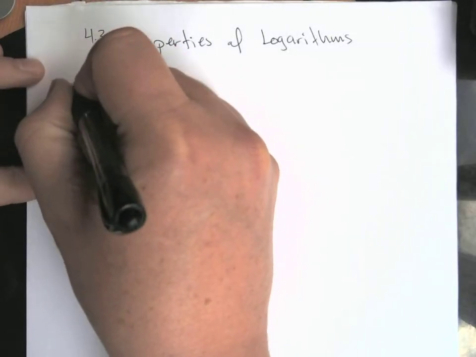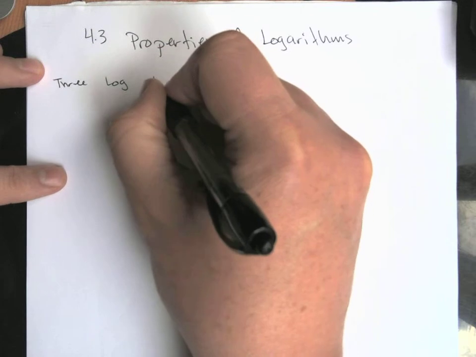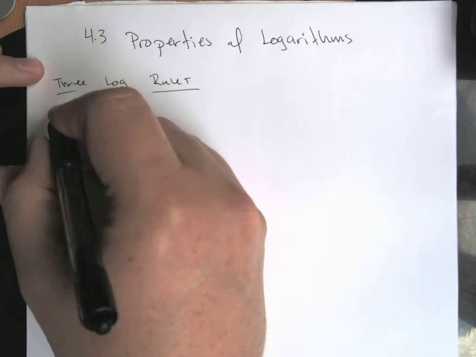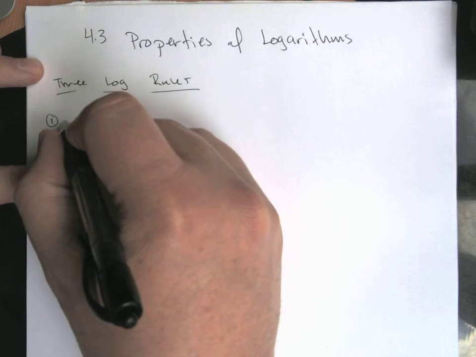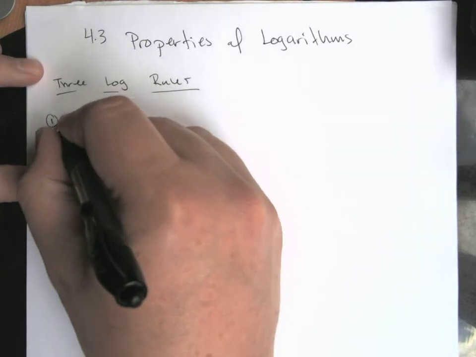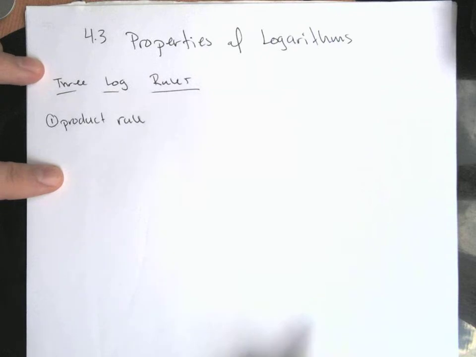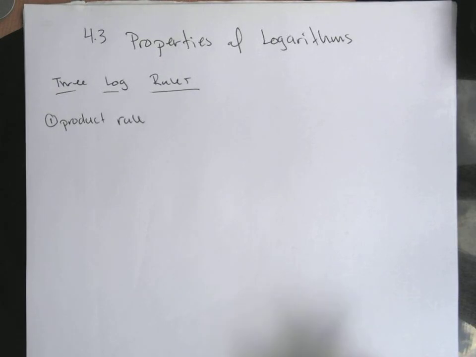So 3 log rules. And as we go through these, one thing to keep in mind is we can essentially run each of these rules forwards and backwards. We'll obviously sort of get into this more once we do the examples. So the first one is called the product rule.